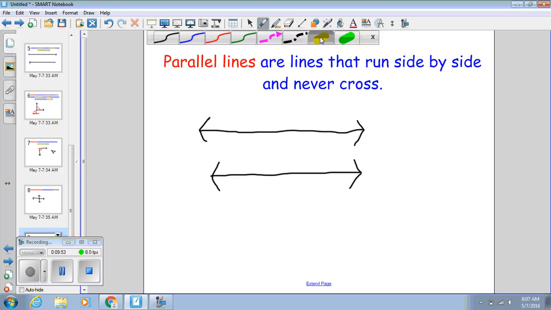Let me get my highlighter. Never cross. Side by side. Sometimes we can remember that parallel lines are running side by side, never crossing, because we can even see parallel lines in the word parallel.